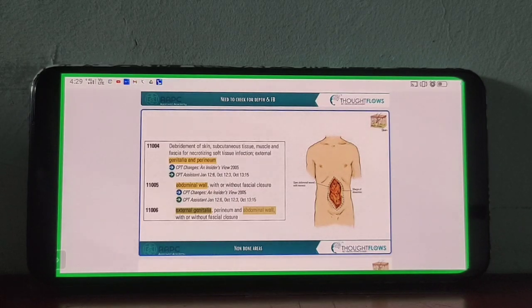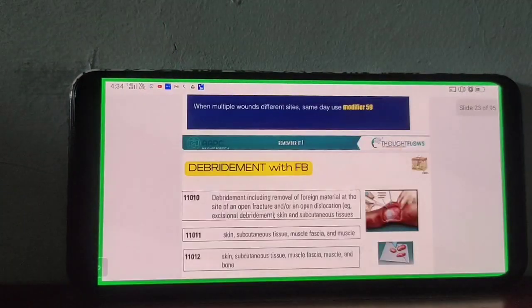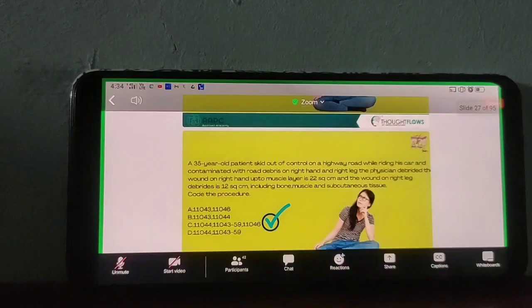So this code section: necrotizing, ma'am. What is necrotizing? You have to tell me the meaning of necrotizing: dead tissue, cell death, dead cells. So that is called necrotizing. Okay, ma'am. Did you understand the question? Did you understand, guys? Yes, ma'am. Okay. Take the key point regarding debridement.